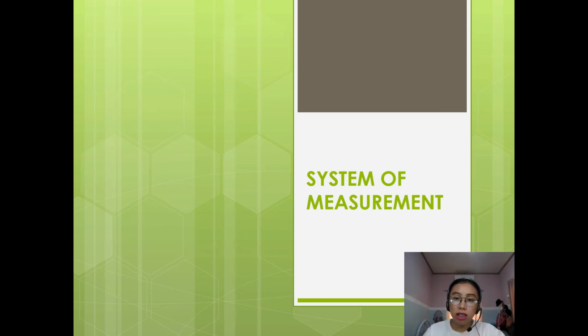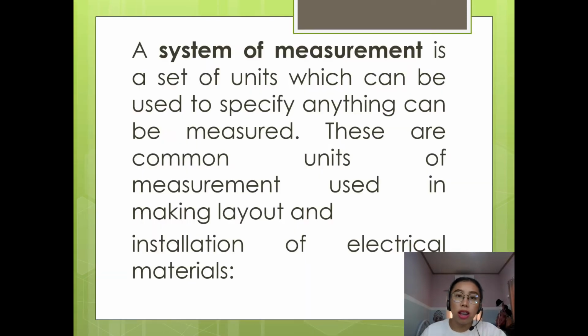Let us now study the system of measurement used in electrical installation and maintenance. A system of measurement is a set of units which can be used to specify anything that can be measured. These are common units of measurement used in making layout and installation of electrical materials. So this system of measurement is already a review for you because we already tackled this lesson in our previous component in agriculture and in ICT.